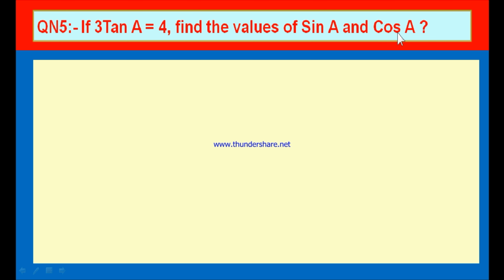And what is cos A? Cos A is equal to adjacent side to A by hypotenuse. And what is tan A? Tan A is equal to opposite side to angle A by adjacent side to angle A. Once you know all these three formulae, then you can find the solution.